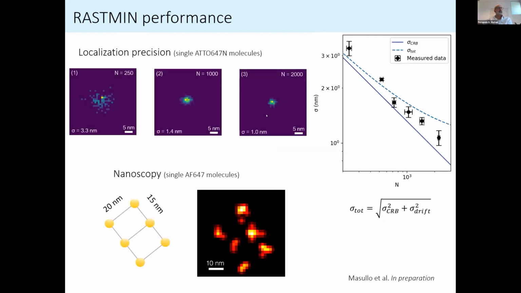Here you see examples of performance. This is localizing a molecule with only 250 photons. The localization error is 3 nanometers. With 1,000 photons, the localization error is already 1.4 nanometers. And with 2,000 photons, the localization error is 1 nanometer. And here again, you see an image of a DNA origami with distances between molecules of 20 and 15 nanometers, which are fully resolved.